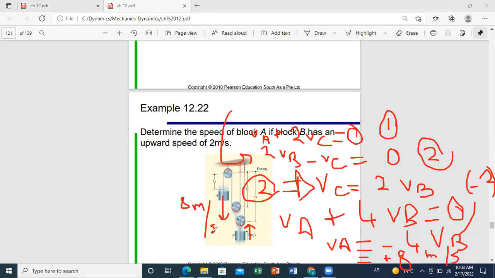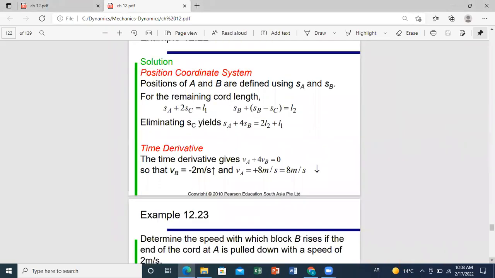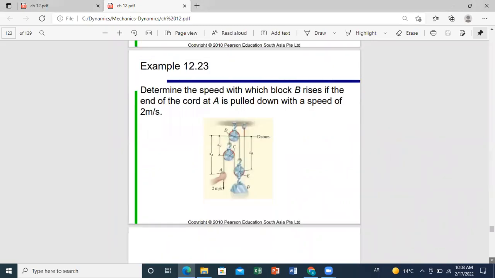Any question on this problem? Okay. Let us do another example.